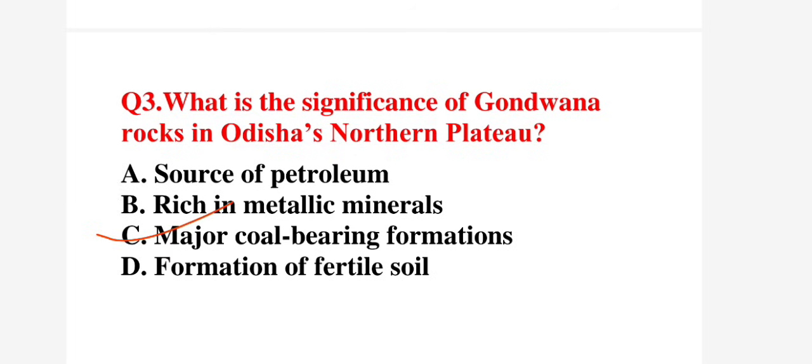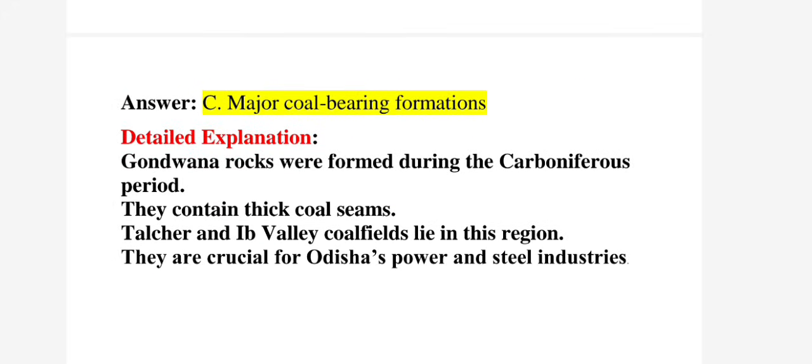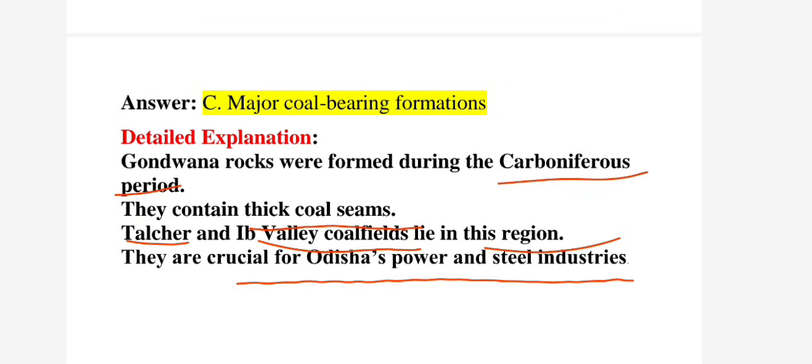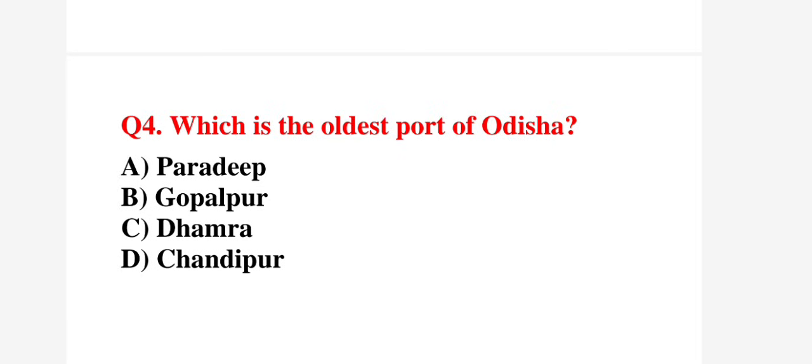If we talk about Gondwana, Gondwana rocks were formed during the Carboniferous period. They contain thick coal seams, in the Talcher and Ib Valley coalfields, and these are crucial for Odisha's power and steel industry. So this is the significance of Gondwana rocks in Odisha's northern plateau. So move to the next question, that is question number 4.